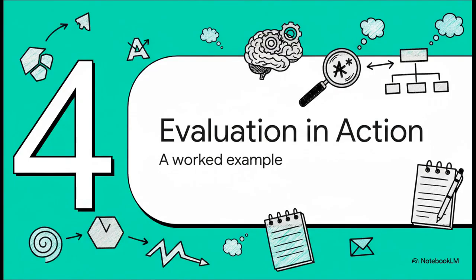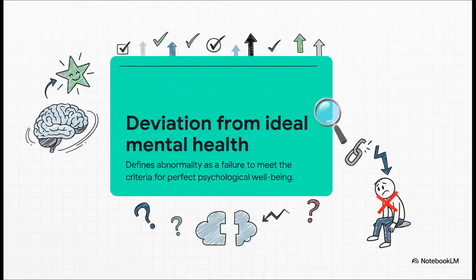All right, enough with the theory. Let's see how this thing actually works in practice. We're going to take a concept from the psychopathology topic, and we're going to apply our new A-star framework to it, step by step. So the example we'll use is the deviation from ideal mental health definition of abnormality. This one's a little bit different, right? Because instead of looking at what makes someone abnormal, it actually flips it and outlines a bunch of criteria for what perfect mental health looks like. The idea is, if you don't meet these criteria, you're considered abnormal.